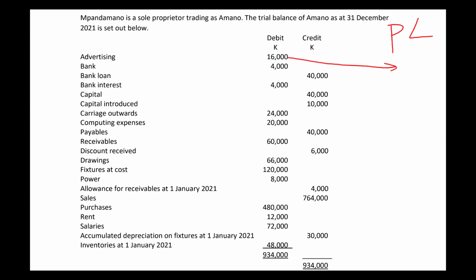Bank. Bank goes to the balance sheet, and it goes under the current assets. Current asset. Thank you. Bank loan, where does it go to? Balance sheet as well, and it's a liability.